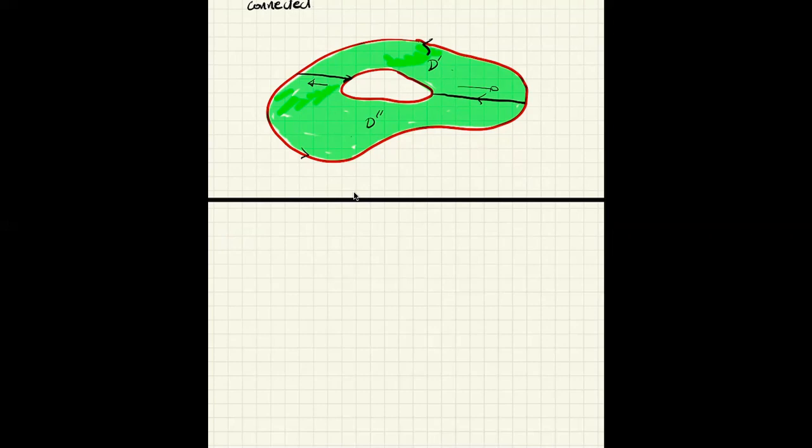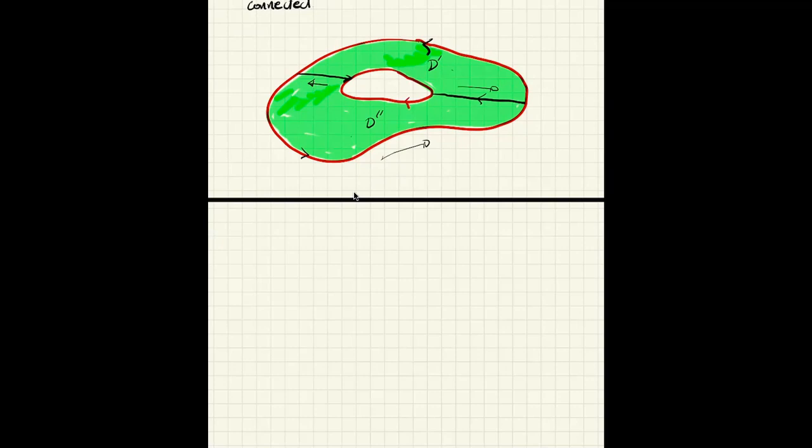So you went there in this direction, then you went inside and then you went there, because it's always positively oriented. Now, you can choose whatever orientation you want, but just be careful and be consistent with the orientations. That's the thing.